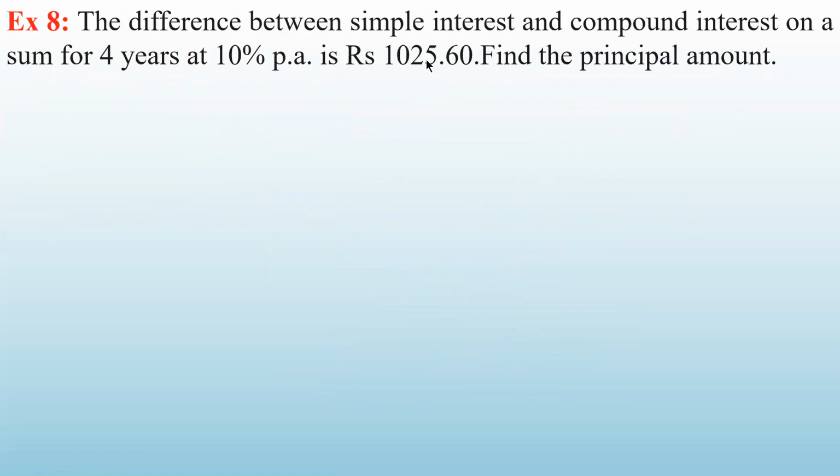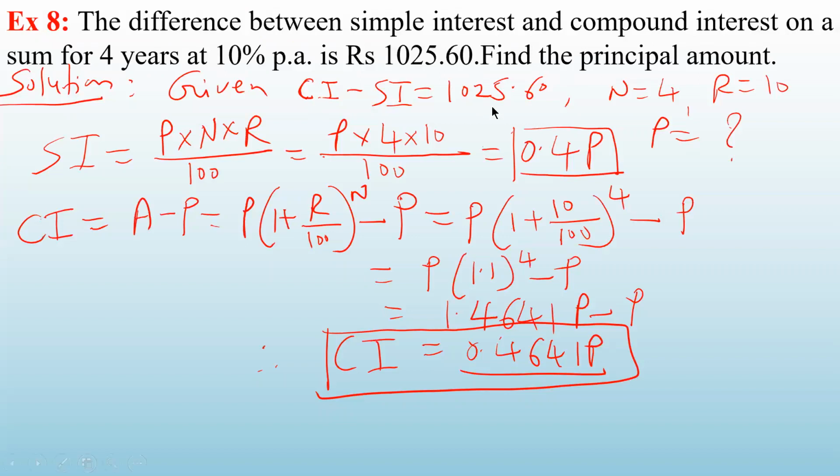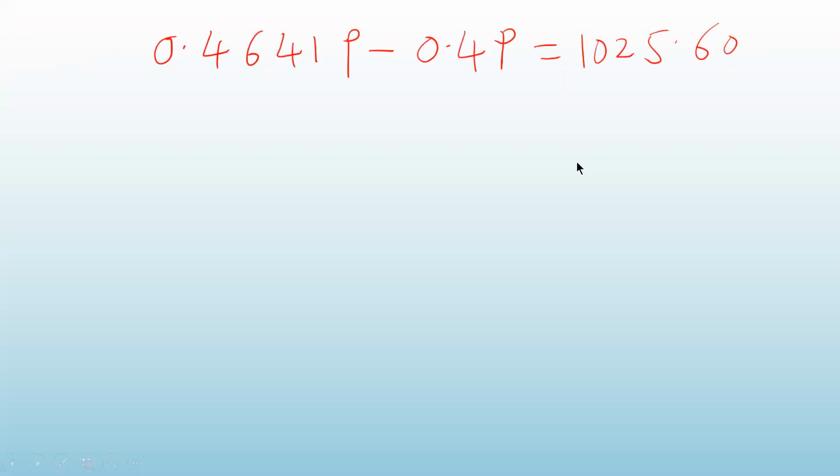1025.60. Okay. See here. Compound interest minus simple interest is 1025.60. Compound interest we got this much, 0.4641 P, and simple interest 0.4 P. So we got this. Okay. Now simplify this. 0.4641 P minus 0.4 P will give you 0.0641 P. This is equal to 1025.60.